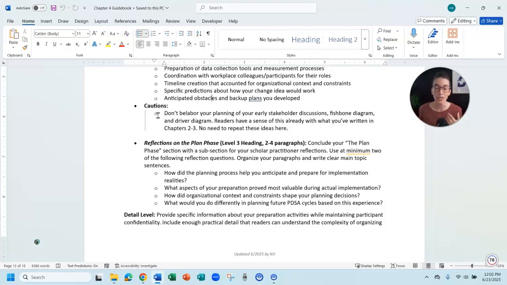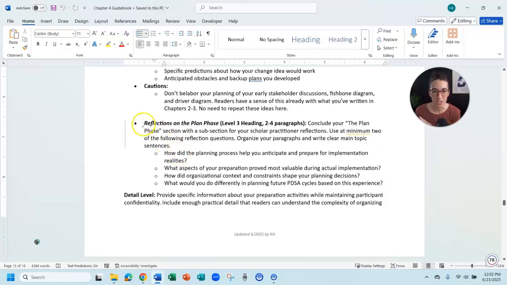We don't need that. We're going to get bored. It's going to waste a lot of space. It's going to be fluff. And your chair might say, cut it. Don't do that. You will conclude this section with a final level 3 heading of reflections on the plan phase.